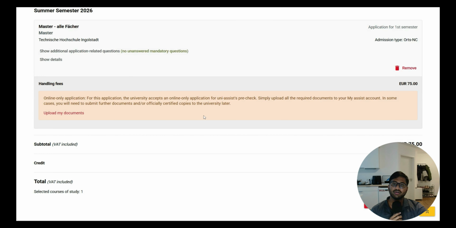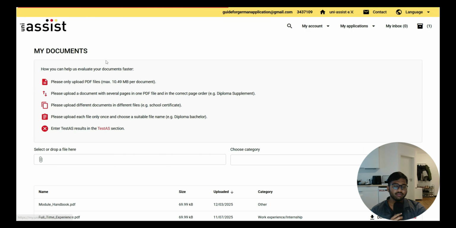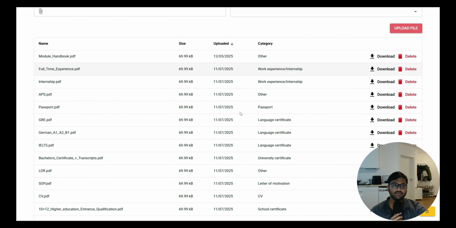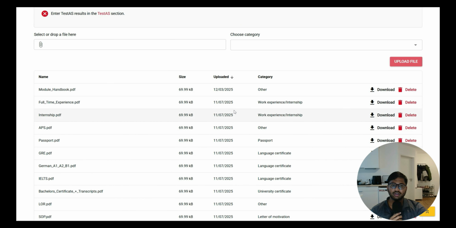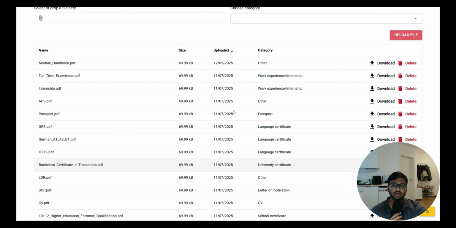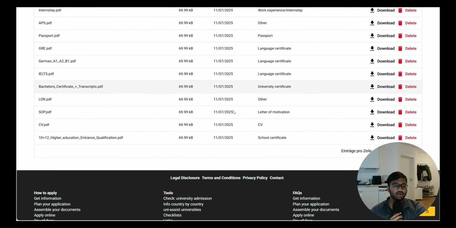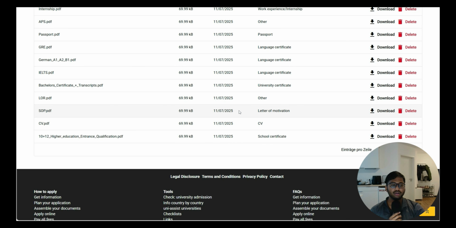Then you can click on save. Once you click on save, this particular red non-answered mandatory question will turn green. After that, the information is given. Then we need to check if we have uploaded all documents in our Uni-Assist portal. Here, as I told you every time, please upload all documents. The only thing you have to change is your statement of purpose for a specific college, if you want to upload one.